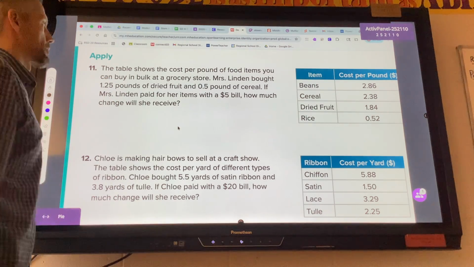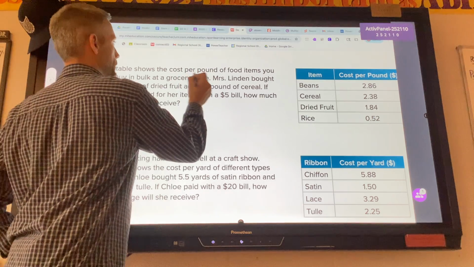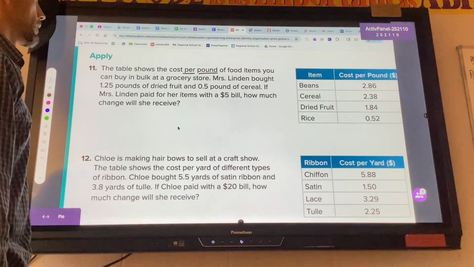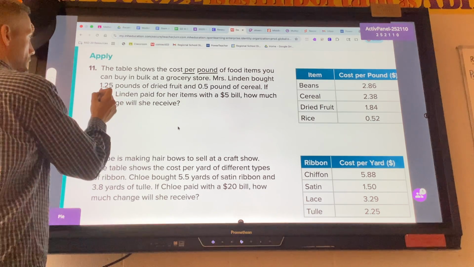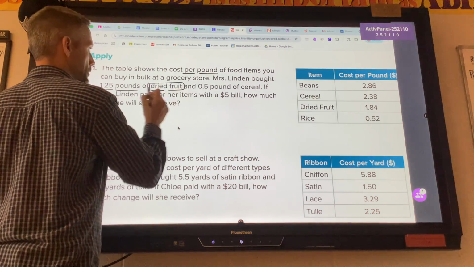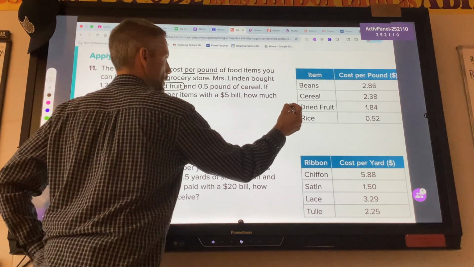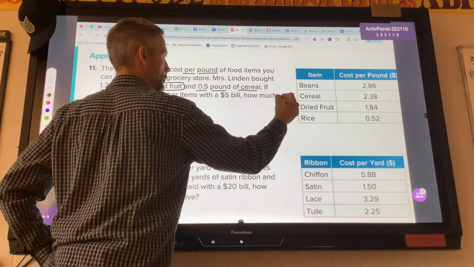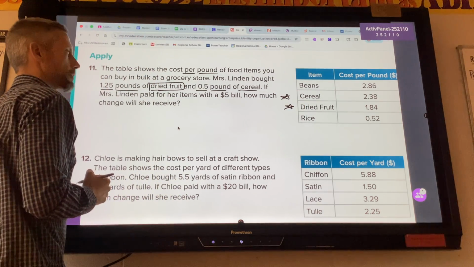It says the table shows the cost per pound, that means for 1 pound of food items that you can buy in bulk at a grocery store. Mrs. Linden bought 1.25, which is 1¼ pounds of dried fruit. That's going to be one of the things we need to focus on. Dried fruits right here. And then 1/2 pound of cereal. So it looks like we're focusing on dried fruit and cereal.